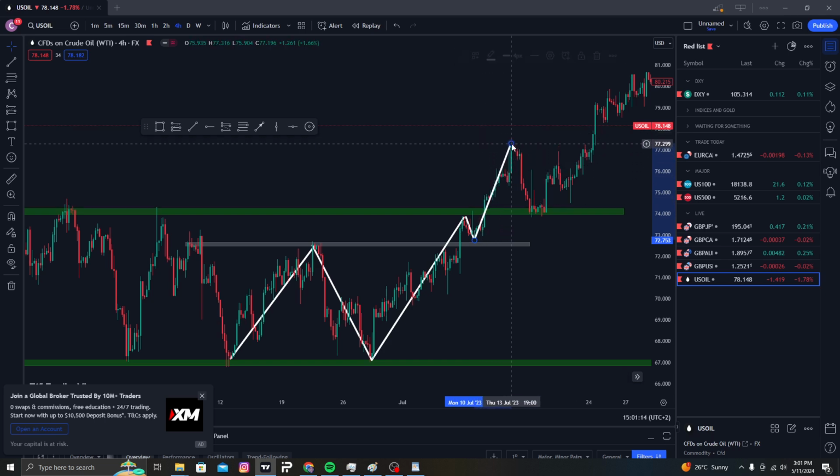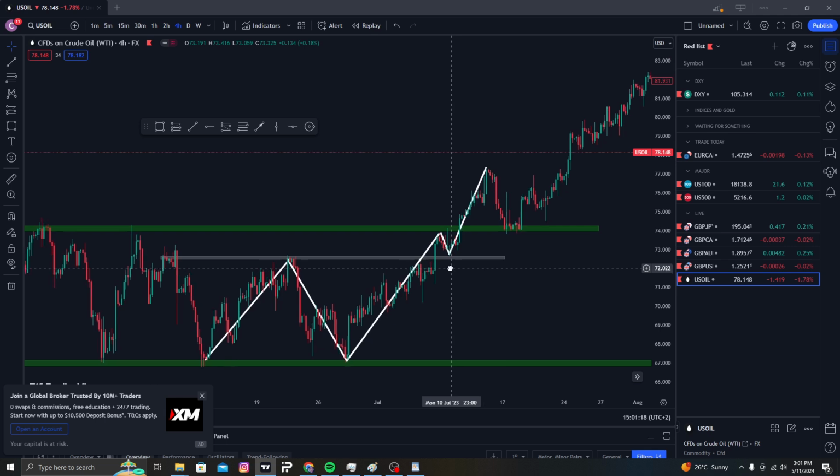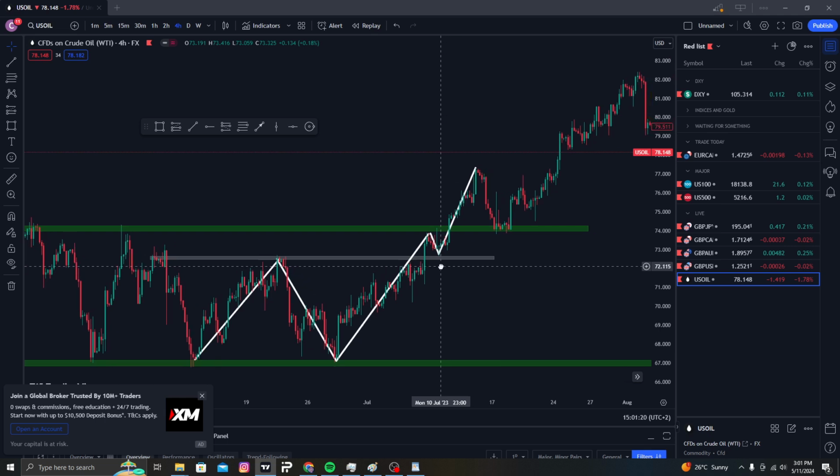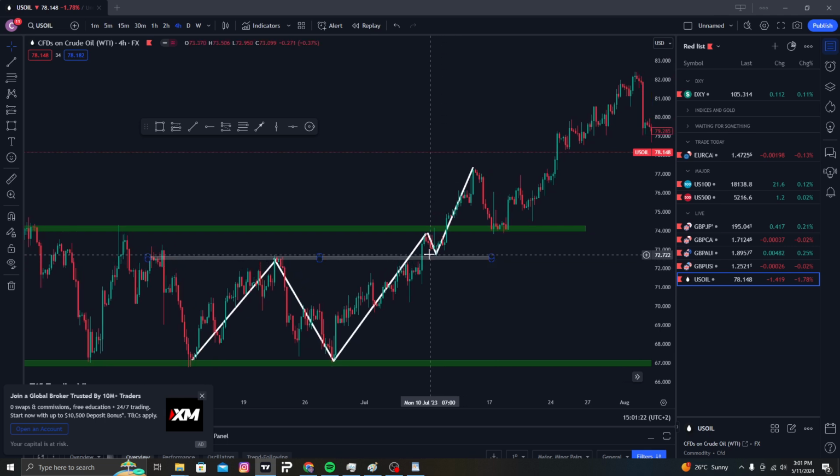It went up here. Don't forget, I'm not yet in the trade. I'm still relaxing. Now I'm waiting for one thing. What do we call a retest? This is what we call the break and retest strategy. Price has to go back and test that level it broke before it shoots up.